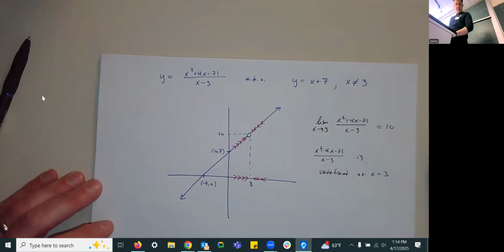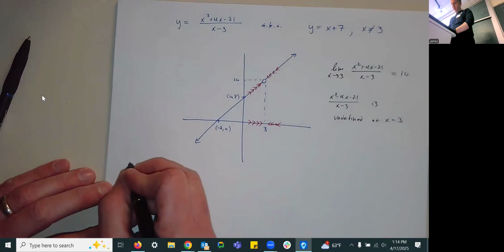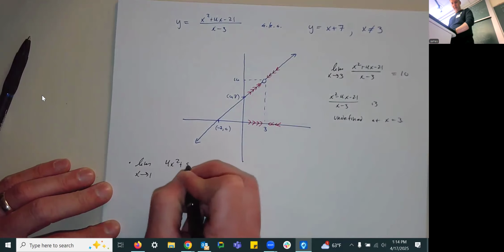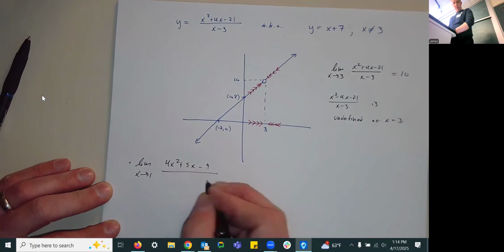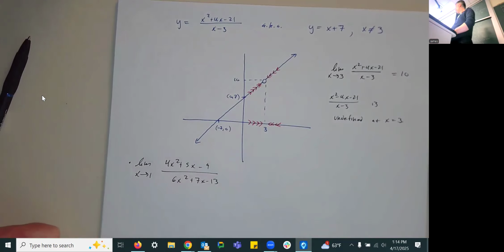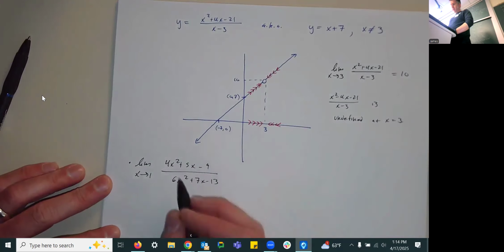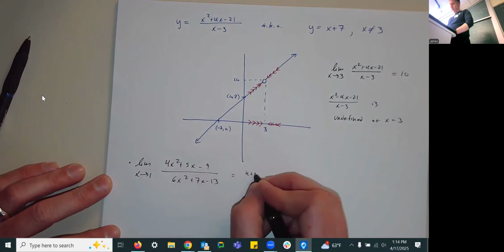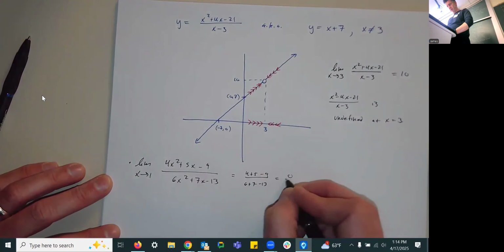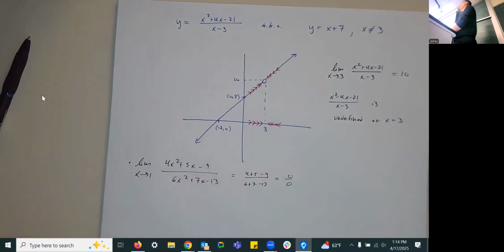So let's look at another example here. Let's say we have the limit as x approaches 1 of 4x squared plus 5x minus 9 over 6x squared plus 7x minus 13. And if I plug in 1, I'm going to get 4 plus 5 minus 9 over 6 plus 7 minus 13, which, yep, 0 over 0. You don't have to write it out, but you should at least mentally check before you start factoring that you do actually get 0 over 0 before you try to manipulate.